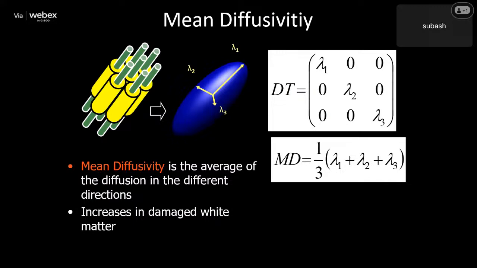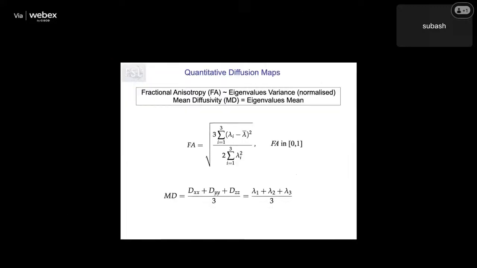And then you also have mean diffusivity for the ADC, which is, as I said, the average of lambda 1, lambda 2, lambda 3. So these are the two parameters which are very important: fractional anisotropy and mean diffusivity. These are the two parameters which are very important when you talk about DTI, and you can actually compute these values and do a quantitative measurement of the diffusion processes in brain or elsewhere in the tissue.